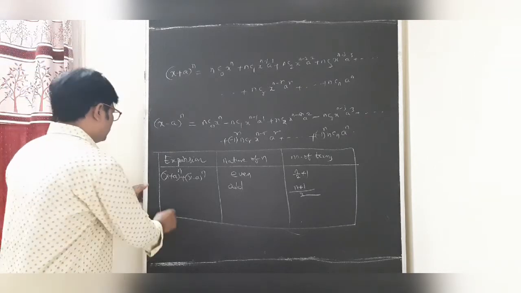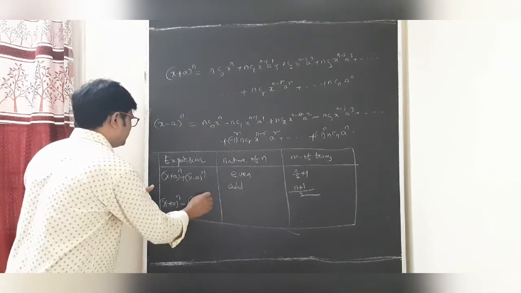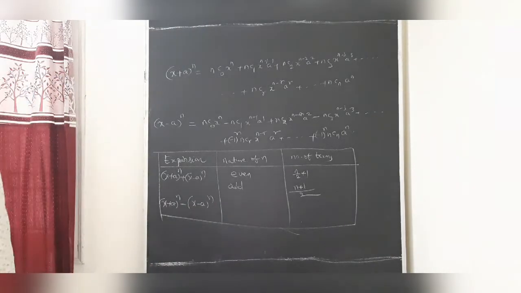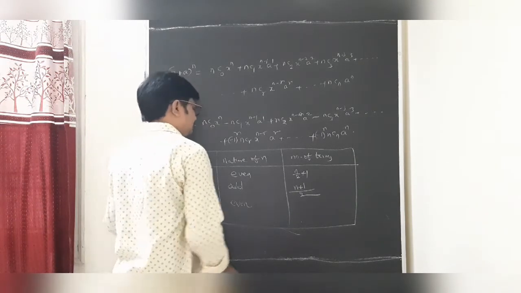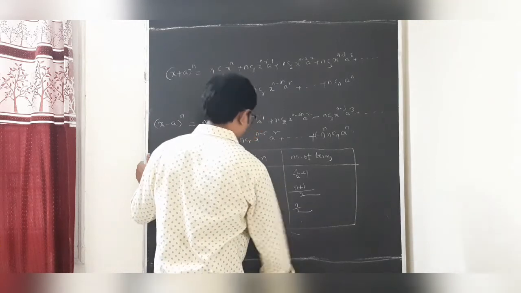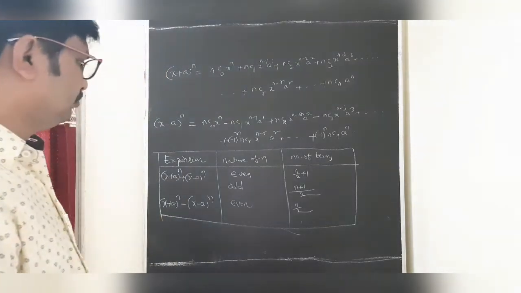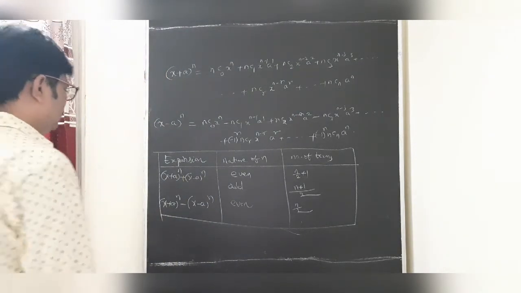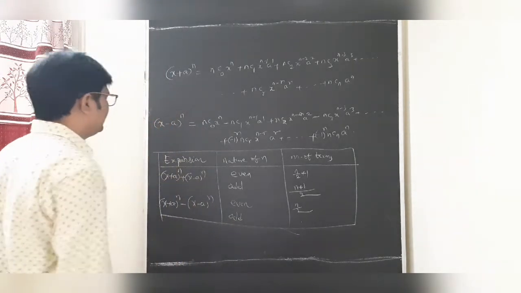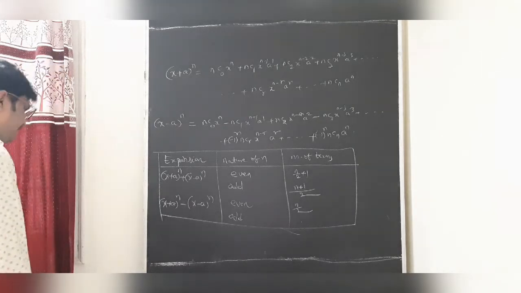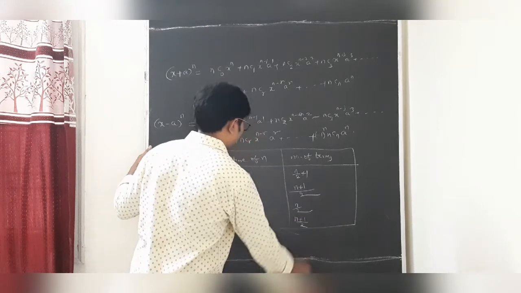Suppose, students, we have x plus a whole power n and x minus a whole power n. Undoubtedly, when n is even, directly we can write n by 2. What is it, students? N by 2. Suppose n is odd. My dear students, when n is odd, undoubtedly n plus 1 by 2.